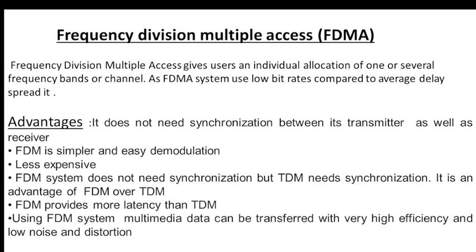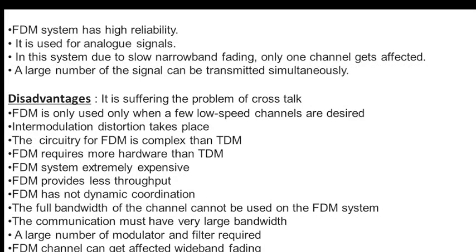FDM provides more latency than TDM. Using an FDM system, multimedia data can be transferred with high efficiency and low noise and distortion. An FDM system has high reliability and is used for analog signals due to slow narrowband fading, so only one channel gets affected. A large number of signals can be transmitted simultaneously. These are the advantages of FDM. Let's see the disadvantages of FDM.